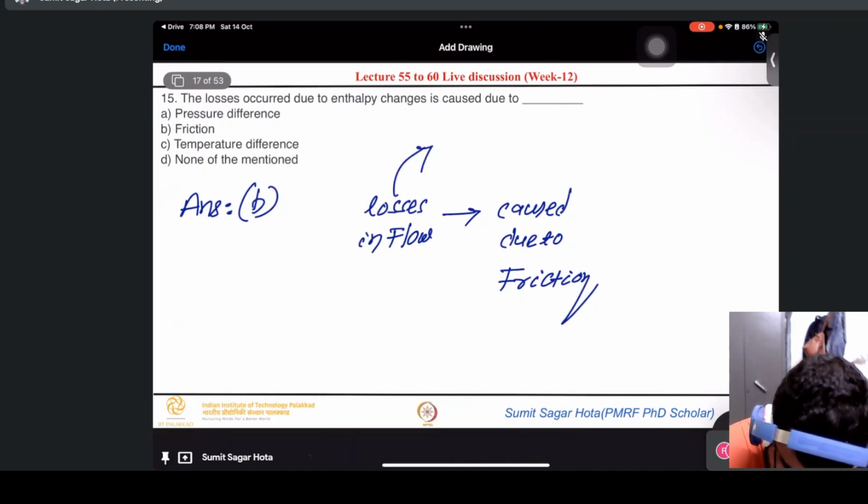Losses in flow, what will change? Enthalpy change.